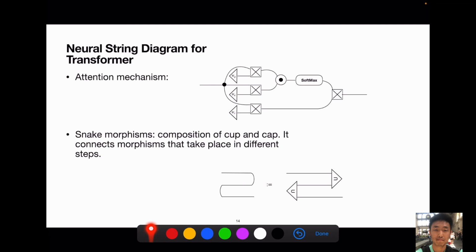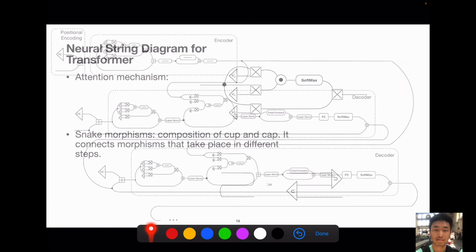Furthermore, we have the snake morphisms. It's a composition of cup and cap. Cup and cap here are a special kind of state and effect. It connects morphisms that take place in different steps. With this notion of snake morphisms, we can introduce the notion of time flow. Not only can we read the string diagram from left to right, we can also read it through this snake morphism that connects different time steps.